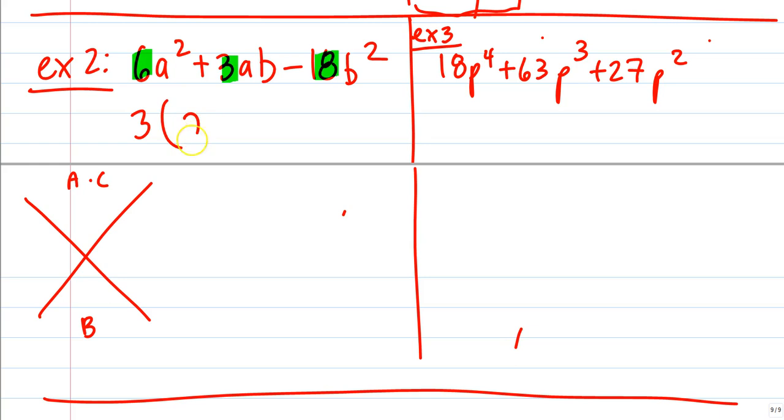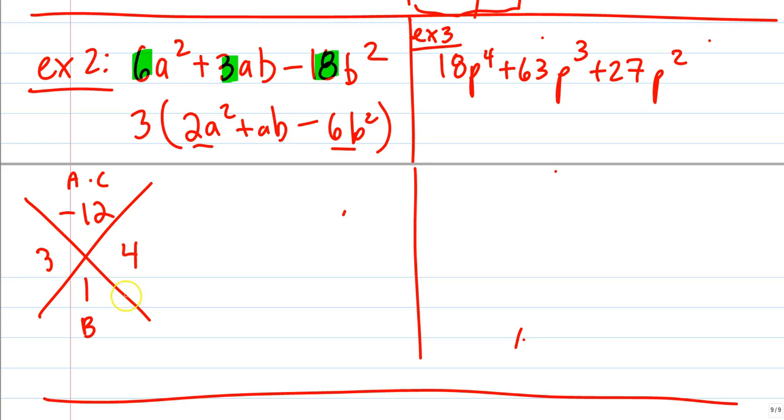Leaves us with 2a squared plus ab minus 6b squared. So now what's my a times c? 2 times negative 6 is negative 12. My b is 1. Two things that multiply to make negative 12 and combine to make 1. How about 3 and 4? Where the 3 is negative, the 4 is positive.